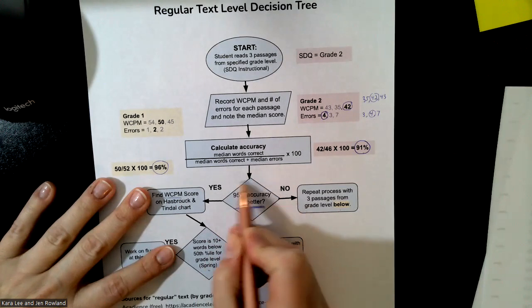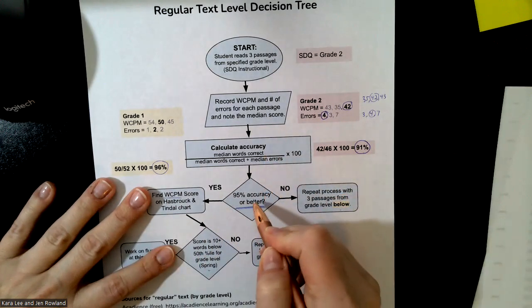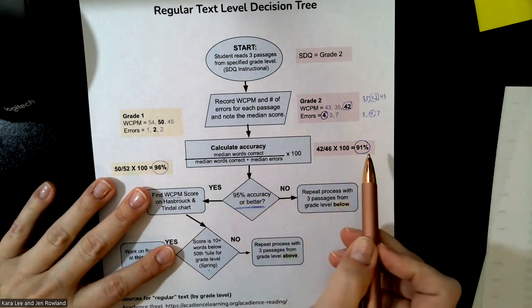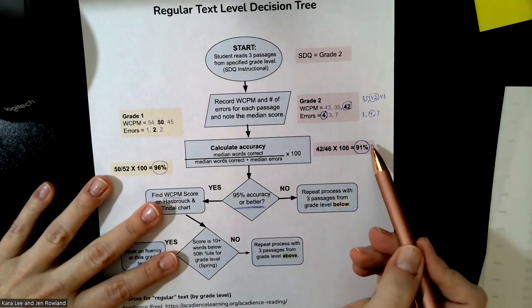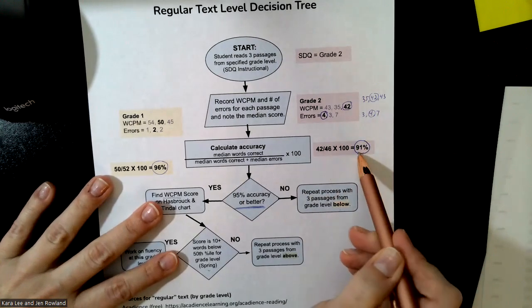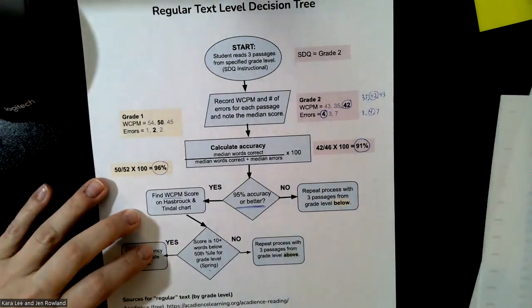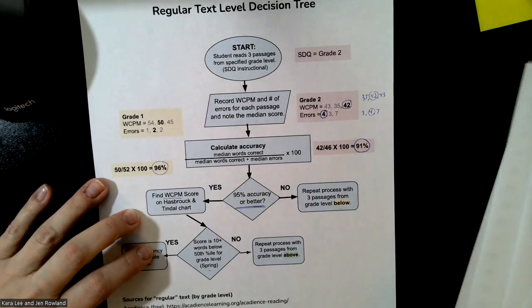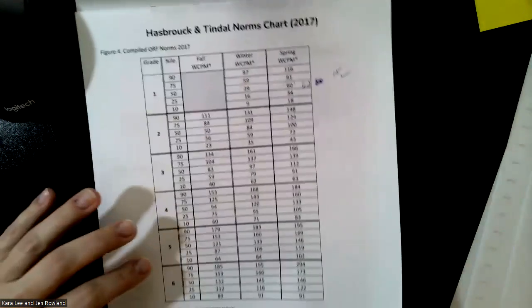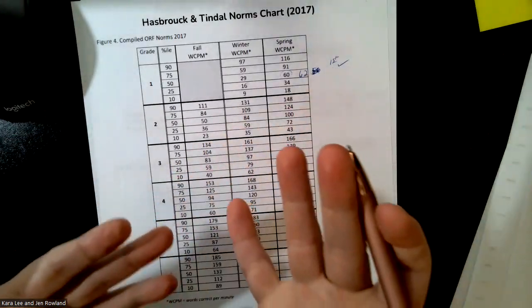Notice this is the decision-making question, not how many words per minute they got. So I kind of shouldn't really be working on words per minute at 2nd grade level until this accuracy gets to 95%. But here I am, and they're already sitting at the 50th percentile for 1st grade level, and this can definitely happen.